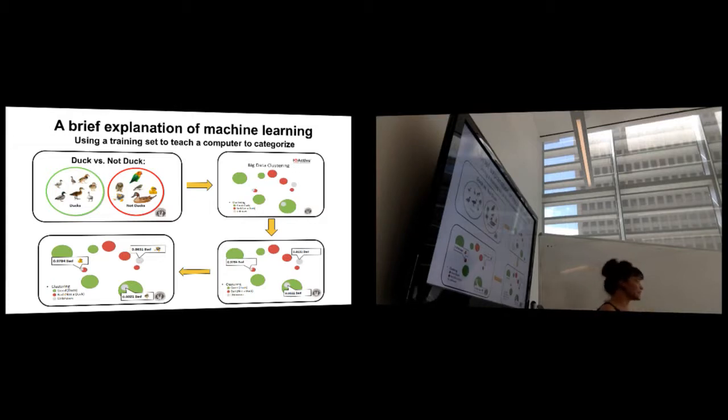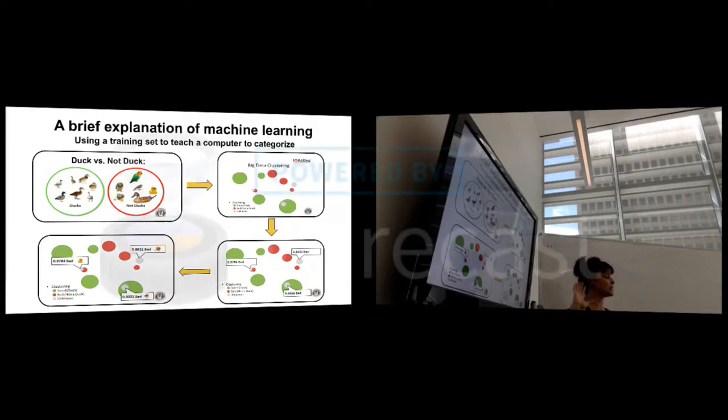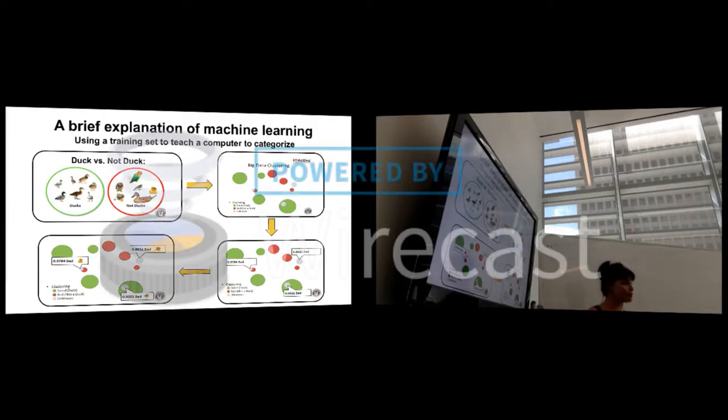Okay, look for things with beaks. Well, there'll be some exceptions to that. Look for things with feathers. Well, there'll be some exceptions to that rule as well. So an alternative approach is to simply feed into the computer, say, 10,000 real ducks, 10,000 things that are not ducks. And the algorithm itself will figure out the best way to separate those groups.